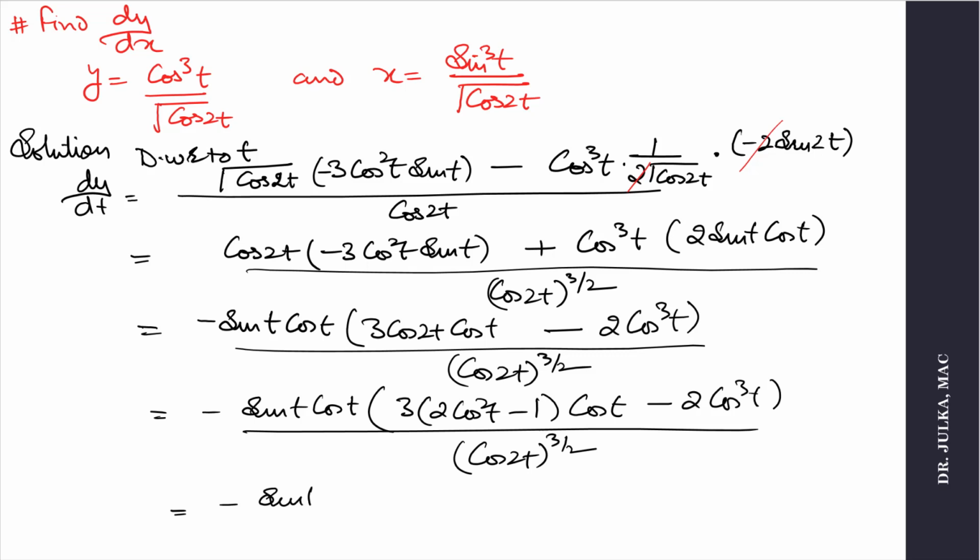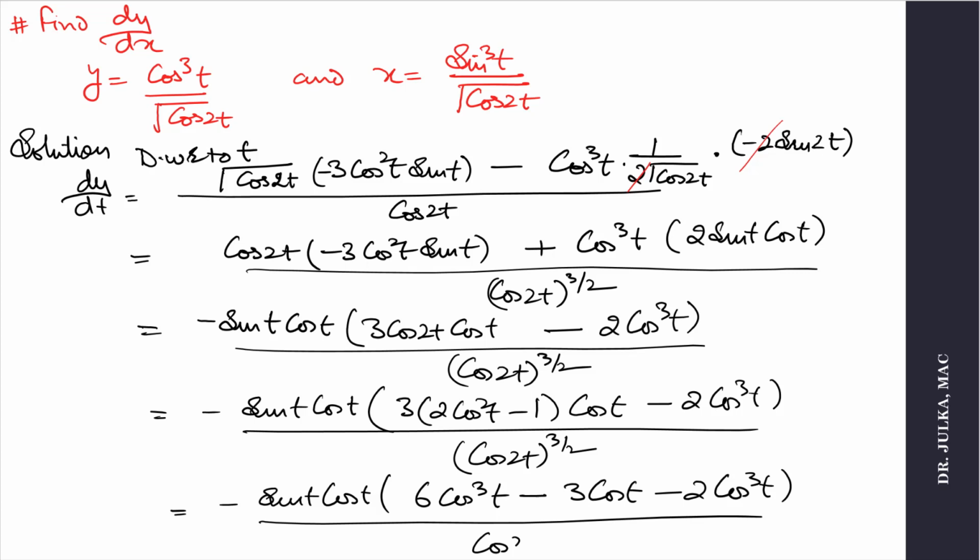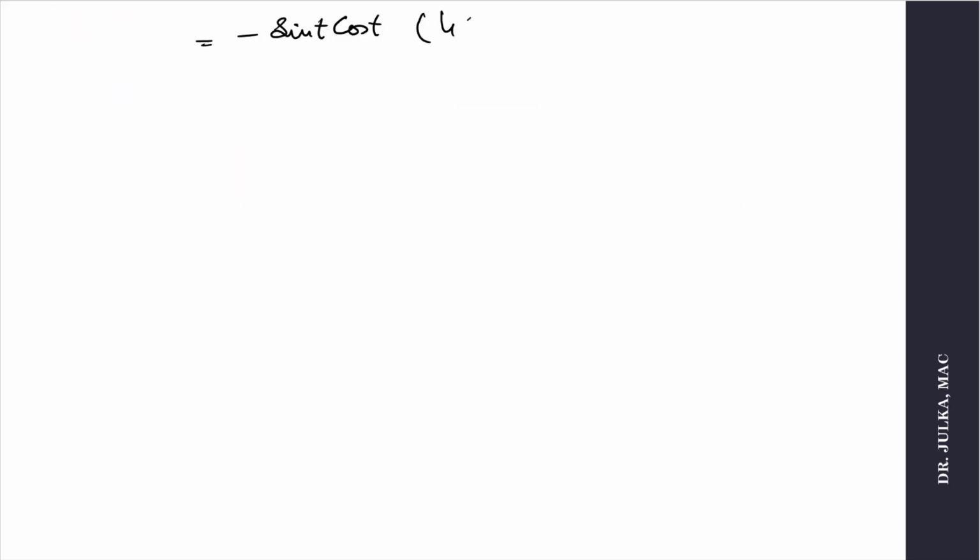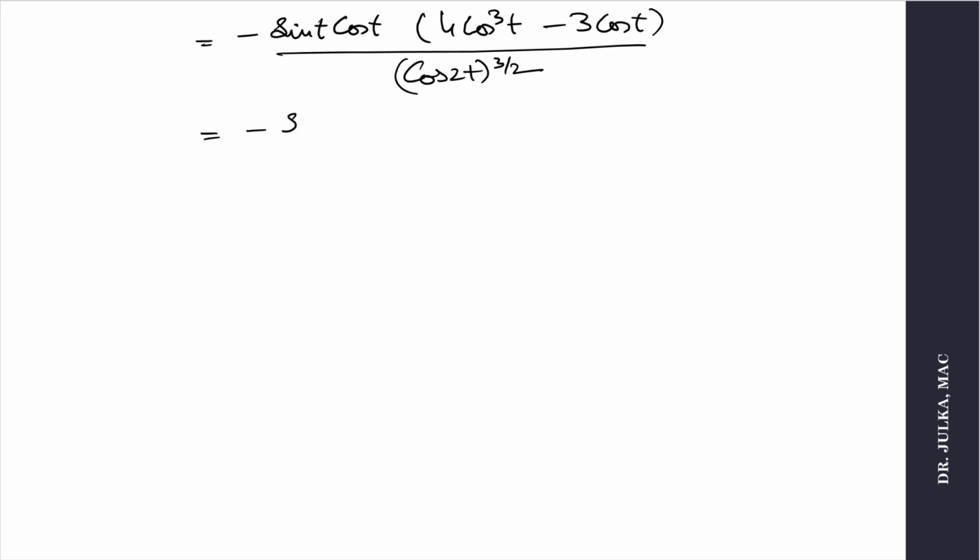And after simplification, we will get minus sin t cos t whole multiplied by 6 cos cube t minus 3 cos t minus 2 cos cube t whole divided by cos 2t raised to the power 3 by 2. Now dy by dt equals minus sin t cos t whole multiplied by 4 cos cube t minus 3 cos t whole divided by cos 2t raised to the power 3 by 2.